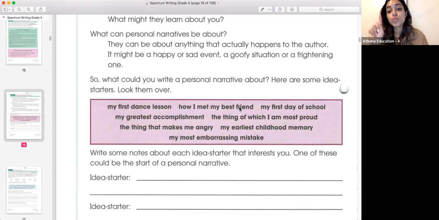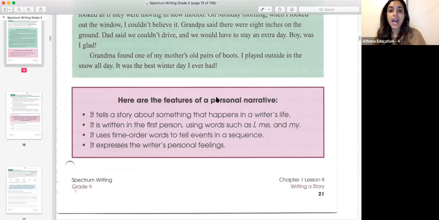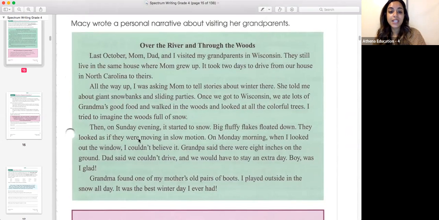So you can choose one topic, and I want you to write a personal narrative. It doesn't have to be very long. It doesn't have to be as long as Macy's. You can make it like 2 paragraphs like this. A few sentences telling me about an event that happened in your life. Does that make sense for everybody? Is anybody confused, or does anybody have a question?